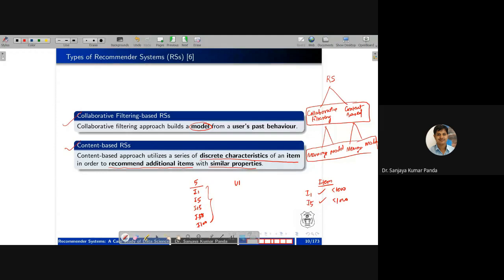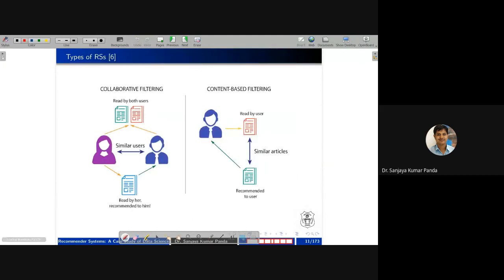Let us take an example to understand how a collaborative filtering system is different from a content-based system. Here, I have considered two different users: this is user U1, this is user U2. Suppose U1 referred a book I1, U2 also referred a book I2.